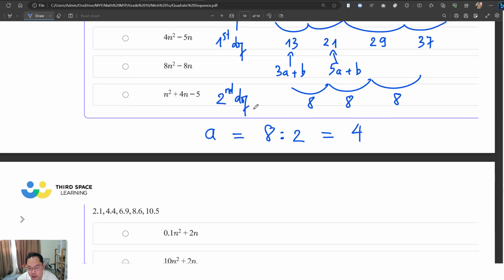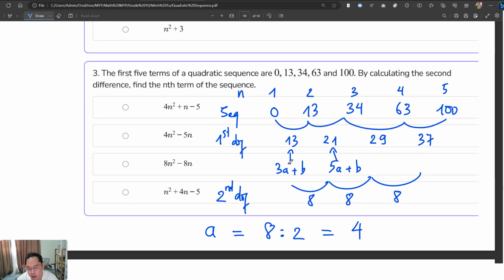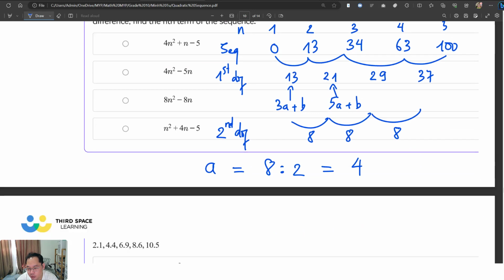Now we're going to find b and c. Remember that 3a plus b is 13. And we have found that a is 4. So replacing it to be 4 here, 3 times 4 is 12, and therefore b here must be 1. Okay. And lastly, to find c, we go back to the first term.